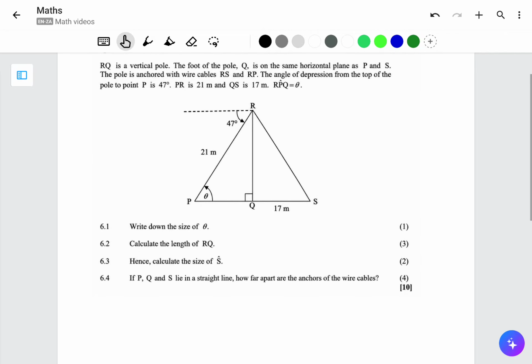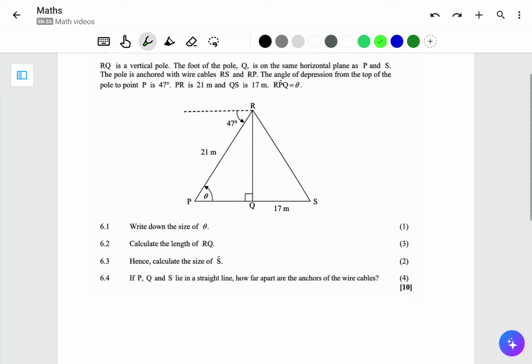So, the question reads: RQ is a vertical pole. Okay, and so as we can see, there's RQ. The foot of the pole Q is on the same horizontal plane as P and S. So as you can see, there's your horizontal plane P and S. And it says the pole is anchored with wire cables at R and S, and R and P. So they're saying there's anchors here at R and S and R and P.